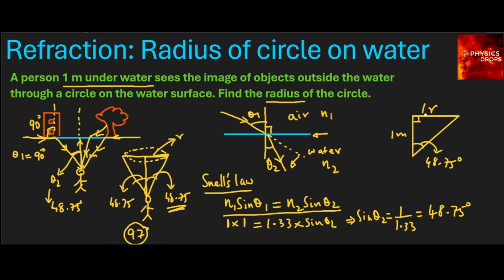Now the question asked is, what is this radius? Now this becomes simpler because we know that tan 48.75, from this triangle, is going to be the opposite side r upon 1, the adjacent side, which means the radius is nothing but tan 48.75, which if we calculate would come to approximately 1.14 meters. So this is going to be the radius of the circle through which this person is going to see the image through the water surface.